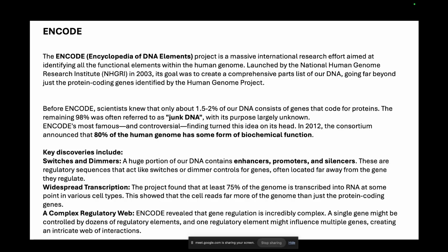Sorry. Yeah. So I will talk about another project, which is the ENCODE project. It is basically an international effort aimed at identifying all functional elements within the human genome, and it was launched around 2003. Its goal was to create a comprehensive parts list of our DNA, going far beyond just the protein coding genes identified by the Human Genome Project.